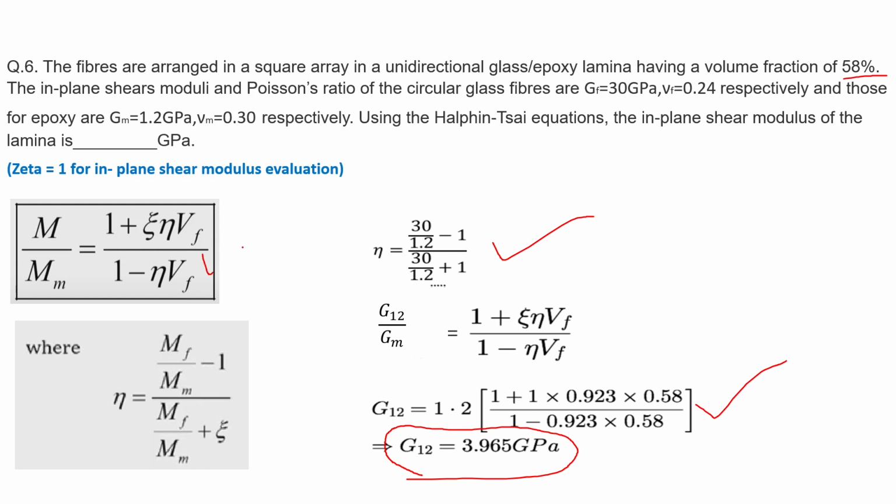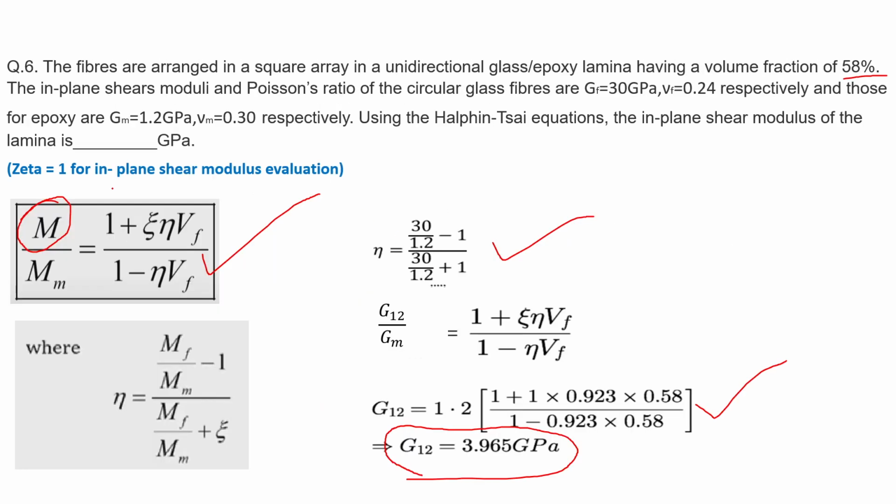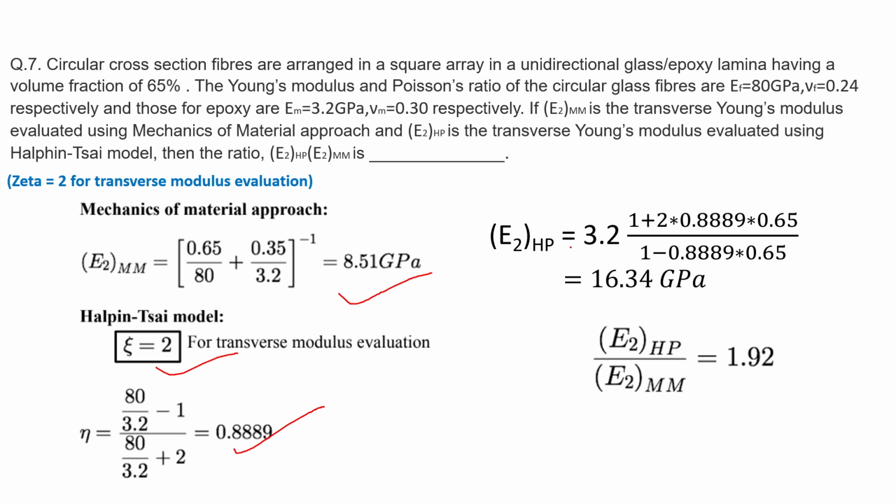Then we have to use this equation to find the final property of the composite, here signified by M. So we put the values in this equation, and finally by the Helfenstein method we get the value of E2 as 16.34 gigapascal. You can see there is a big difference between the Helfenstein model and the mechanics of material approach. So now we have to find the ratio, by dividing 16.34 by 8.51, and we can see the ratio between these two methods is 1.92. So this is what it was.